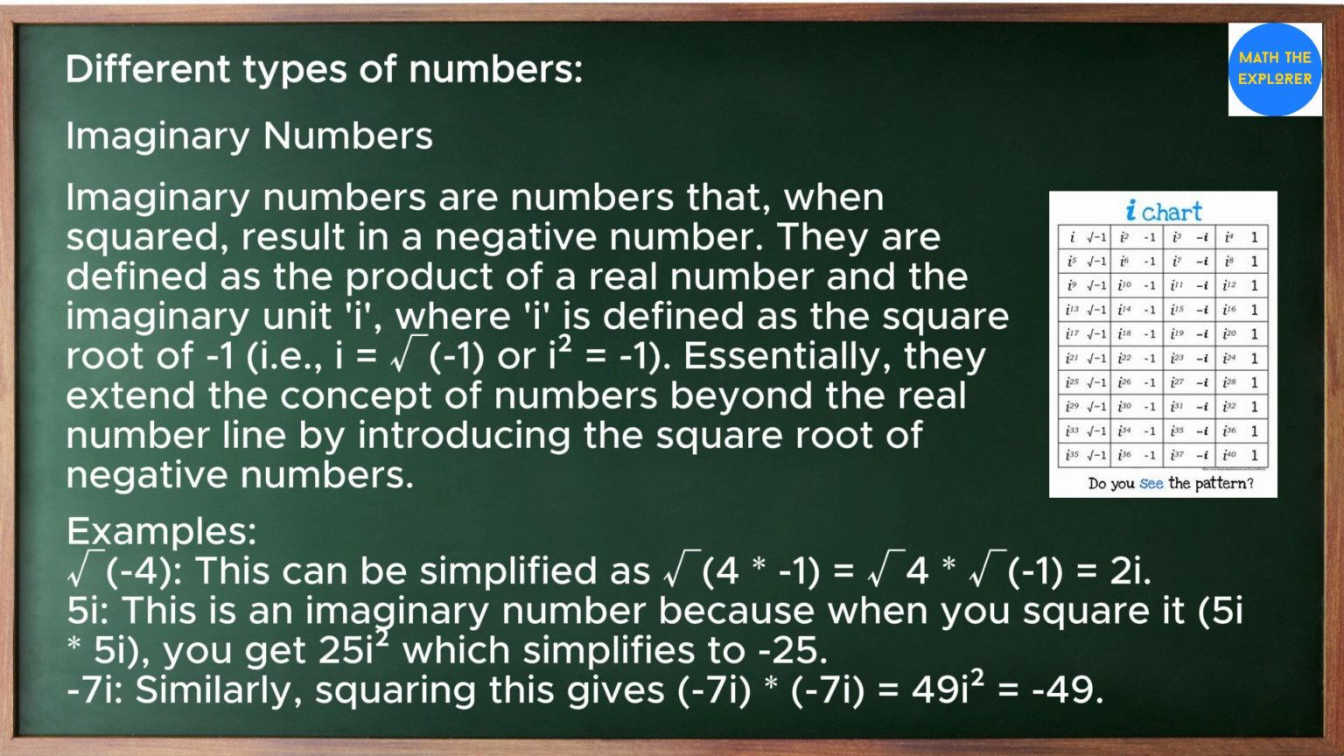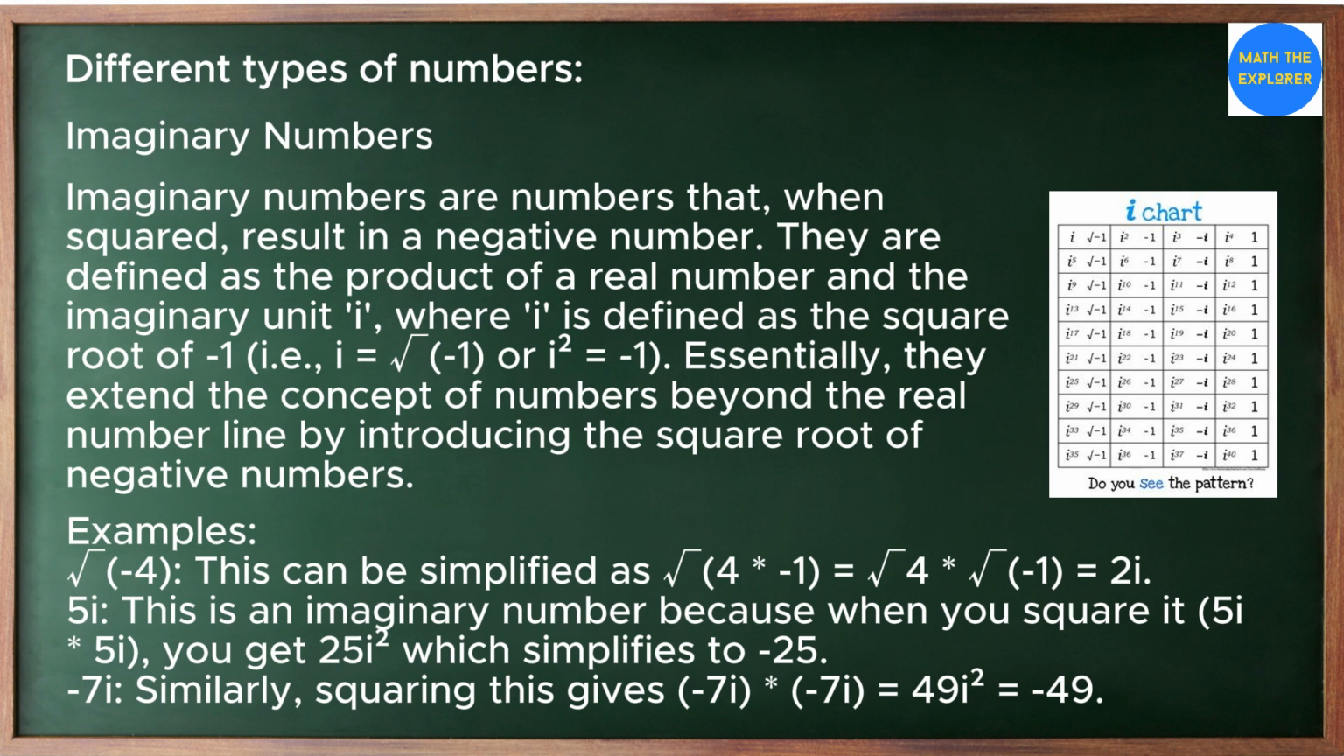Next one is imaginary numbers. Imaginary numbers are numbers that, when squared, result in a negative number. They are defined as the product of a real number and the imaginary unit i, where i is defined as the square root of -1. For example, i equals square root of -1, or i raised to the power of 2 equals -1. Essentially, they extend the concept of numbers beyond the real number line by introducing the square root of negative numbers.